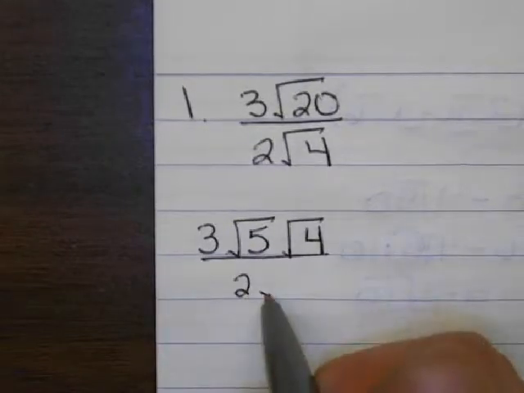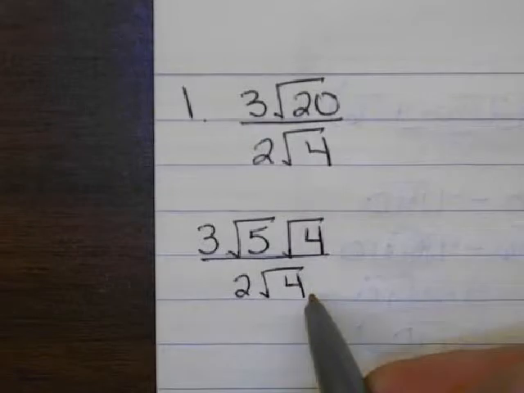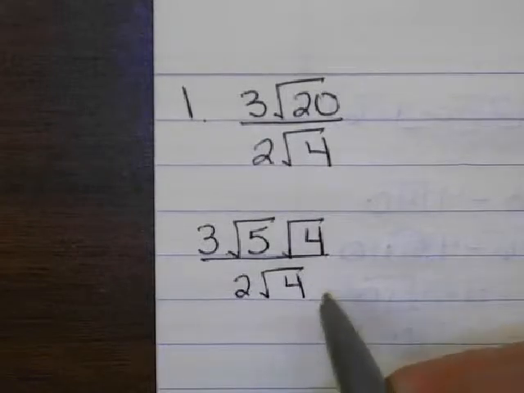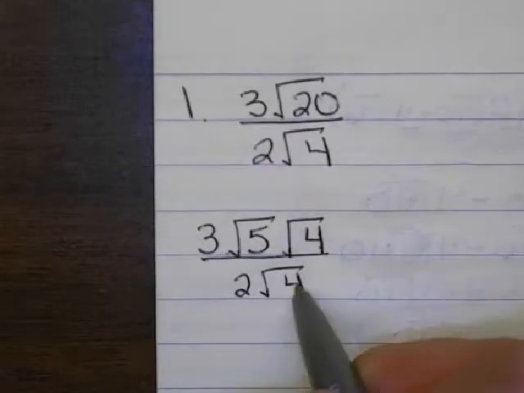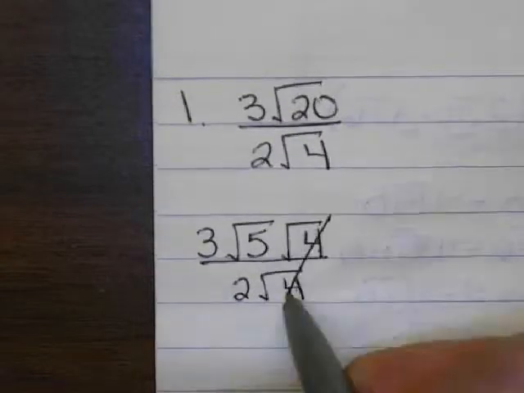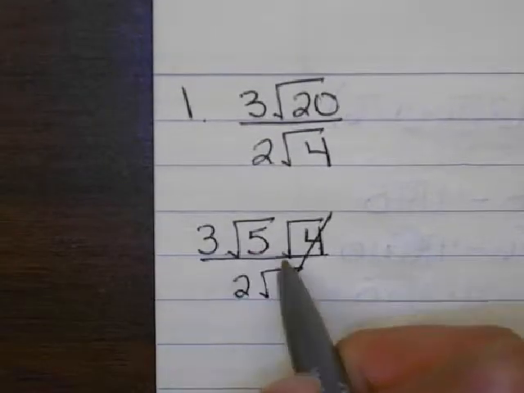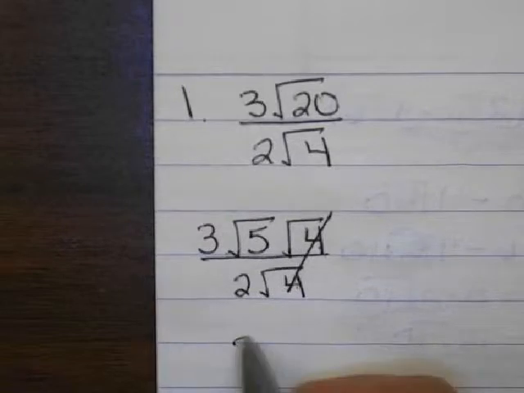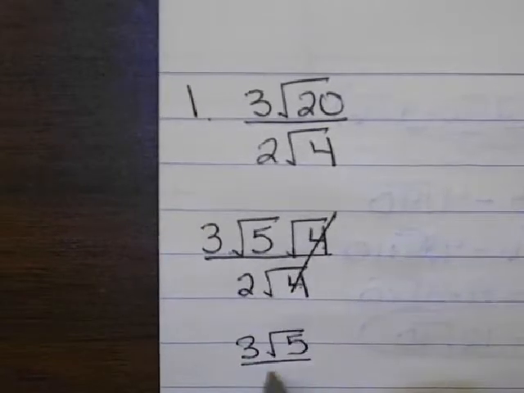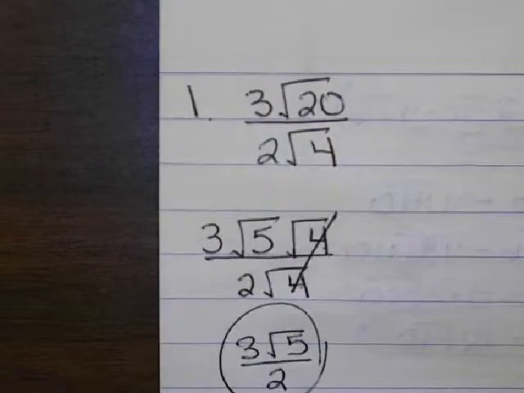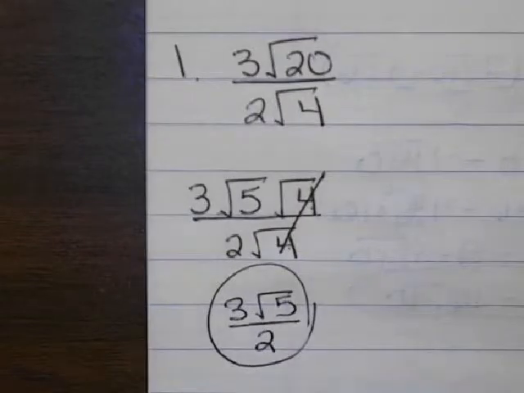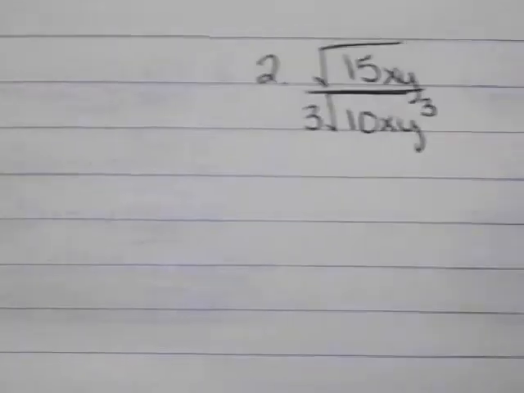This is divided by 2, radical 4. And now since everything's multiplied, I can just cancel things out. Radical 4 divided by radical 4 makes a 1, so that goes away. And I'm left with 3 radical 5 over 2. And that's it. Let's do another one.